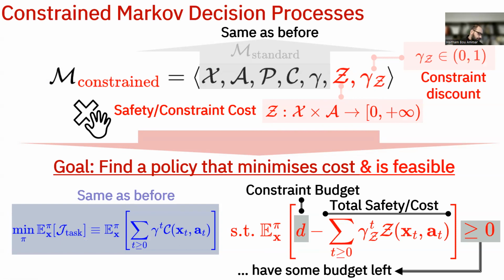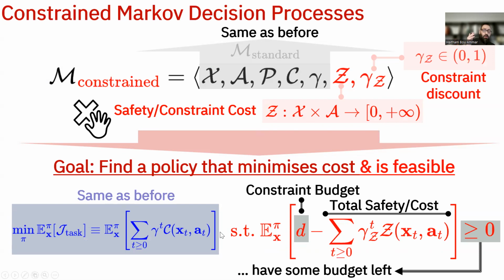Why do we have two gammas? Because if you are considering safety things, maybe you don't want to look a lot into the future, or maybe you would like to look a lot into the future, but there is no necessity to have the gamma Z equal to the gamma. You might have different considerations about that discount factor for your cost.